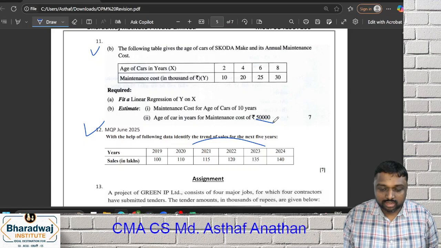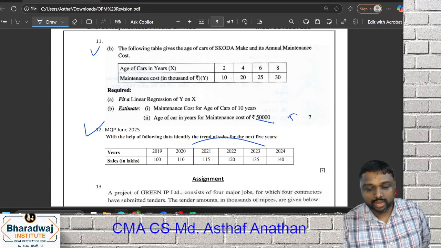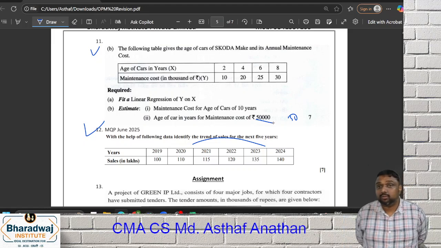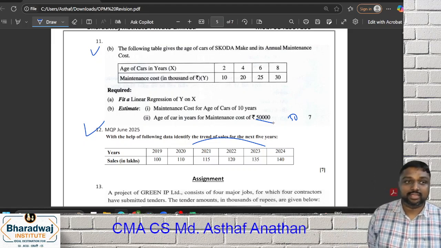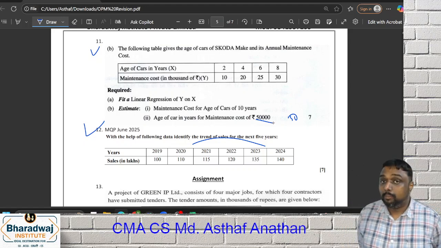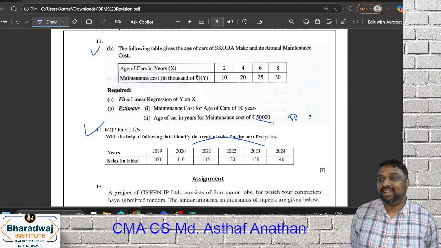Sir, here it is 50,000. Don't take 50,000. You take it as 50. So for the same question, the first preference is for what? Regression. But December regression is the same, so maybe another model will come. So for forecasting, you are sure to score marks, my dear friends.